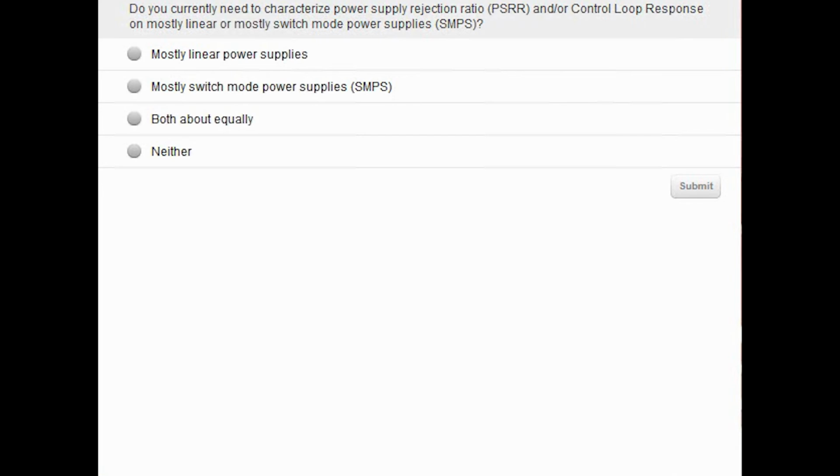So here's my last polling question before we begin to wrap up, and this is for my benefit. Do you currently need to characterize power supply rejection ratio and/or control loop response on mostly linear or mostly switch mode power supplies? So the 4 answers: mostly linear supplies, mostly switch mode power supplies, both about equally, or neither. You don't do these measurements. So go ahead and quickly select an answer.